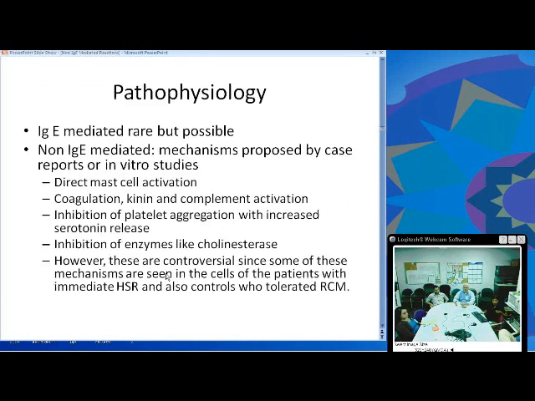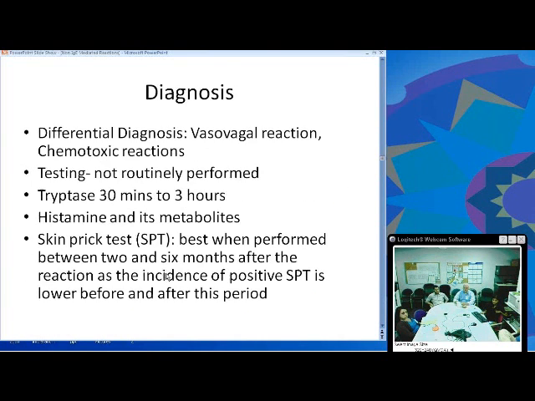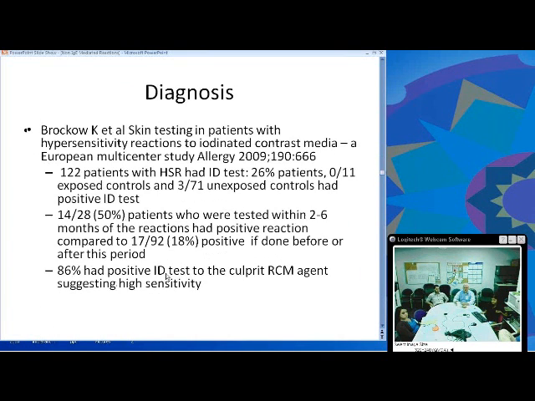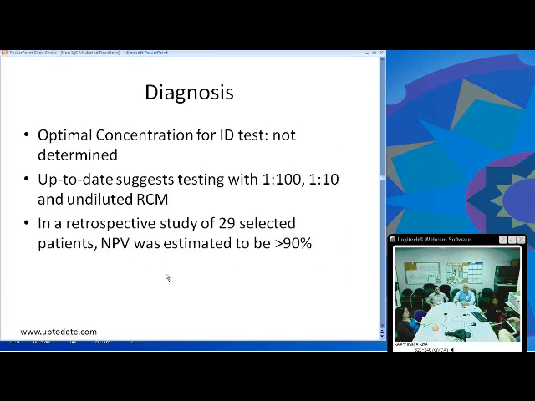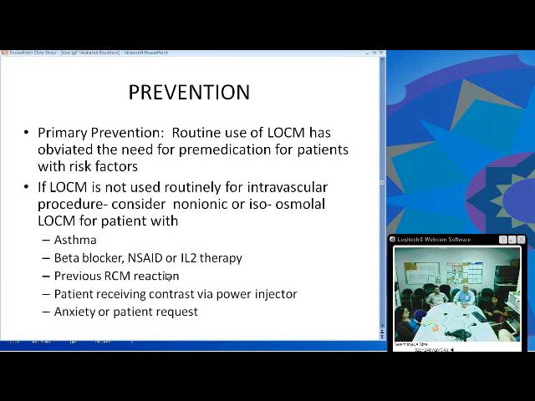Because we don't do it. Maybe we should. What happens with change management? If I need another test, you'd say, well, can you use a different agent from a different class of osmolality? But that implies there's immunologic cross-reactivity, and it may be that somebody who just has a tendency to release mediators from their mast cells is going to do it regardless.